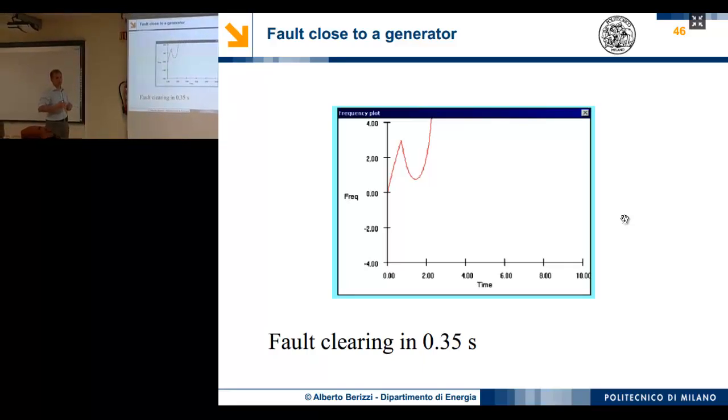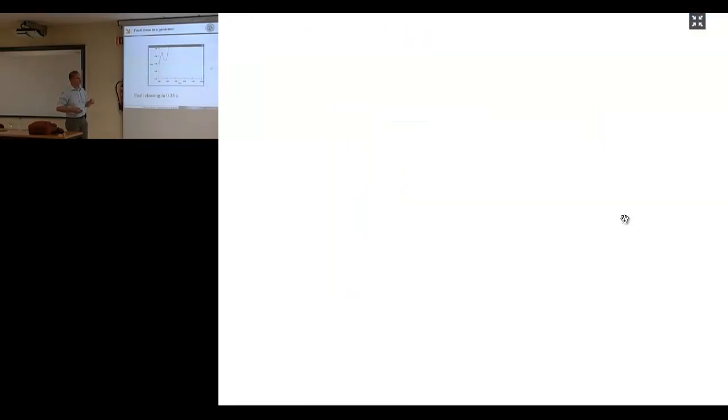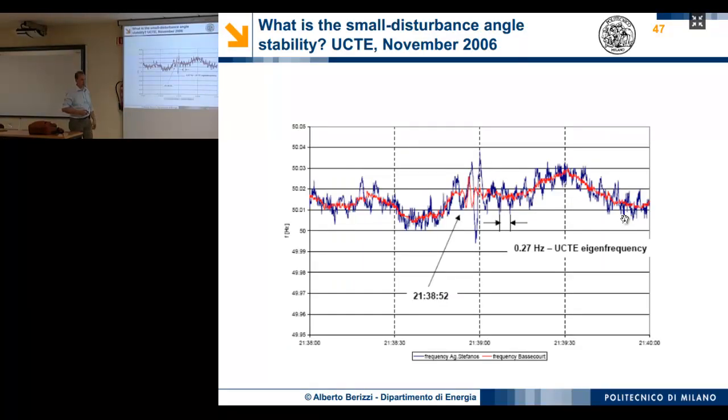But another option is to force the voltage, if you can, to higher values, to the so-called ceiling voltage, that is, to increase very quickly the excitation voltage, because in that case maybe also with 0.35 seconds the stability will be preserved. You can try. This is one of the options.